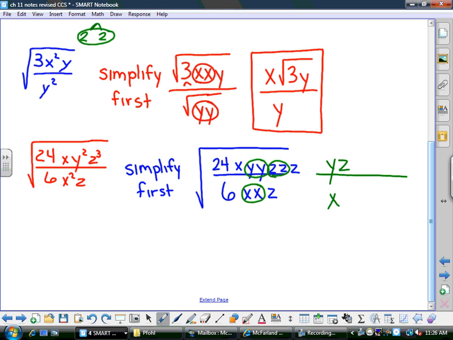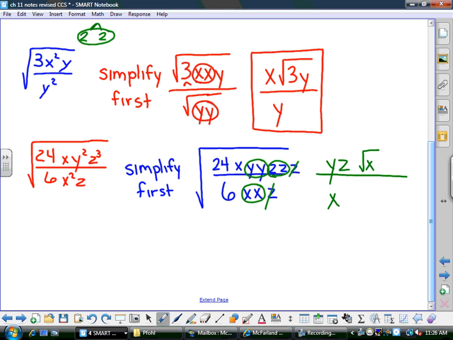Now another thing that's going to simplify and just cancel out is there's a z on the top and on the bottom that you could reduce and just get rid of. So the only thing left as far as variables go is there's going to be a square root of x on the top.